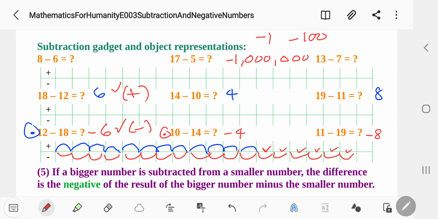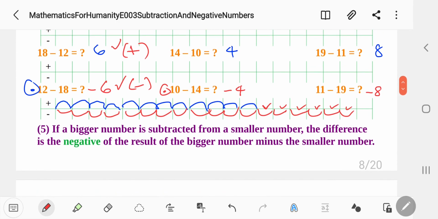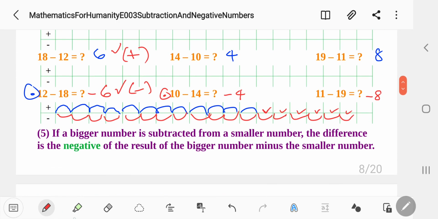So here comes the rule. Rule number 5. If a bigger number is subtracted from a smaller number, the difference is the negative of the result of the bigger number minus the smaller number. But hey, wait, what is a negative number? Yes, we know that there are two types of numbers, positive and negative, but what is a negative number?